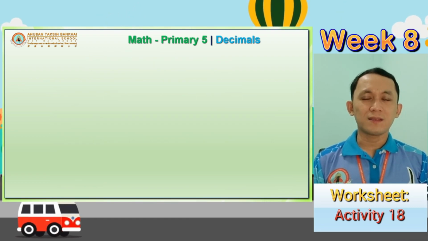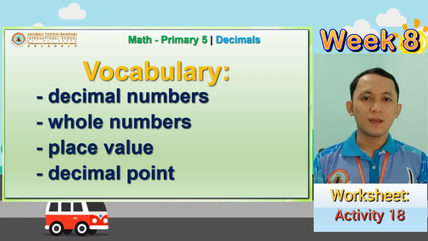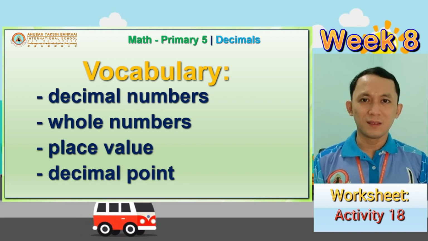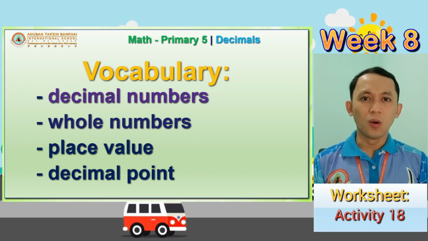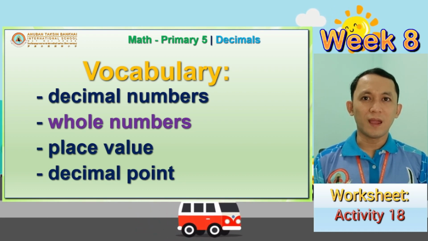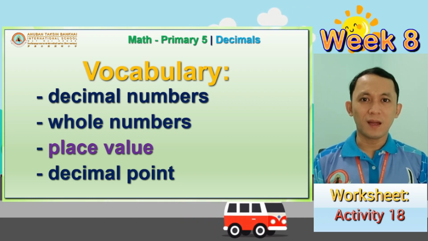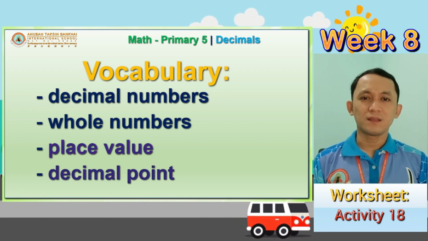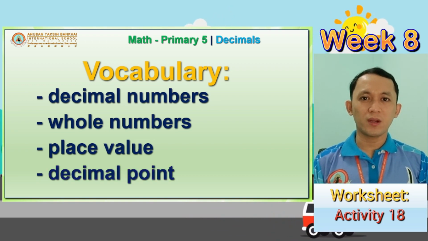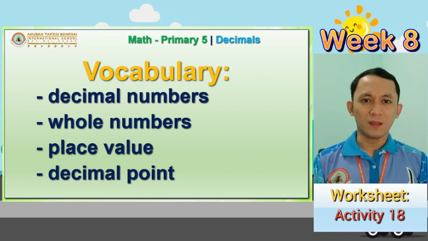Okay, now let's have our vocabulary for today. We have the first one, decimal numbers. Next, whole numbers. Next, place value. And the last one we have, decimal point. So these words we are going to use as we progress in our discussion.